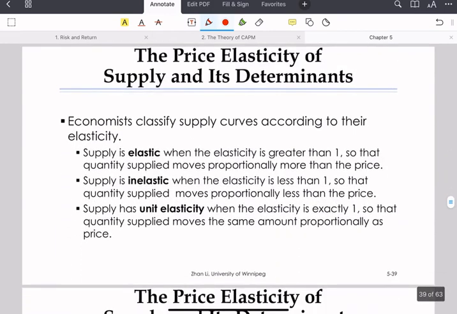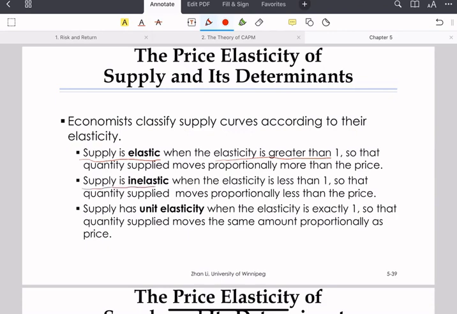Okay, just like the demand curve, we can talk about the elasticity of supply according to whether the elasticity is larger or smaller than 1. So a supply curve is elastic if the elasticity is larger than 1, right? So basically you can see that in this case, the quantity supplied is very responsive, very sensitive to price change, right? To be more precise, the quantity supplied moves proportionally more than the price.